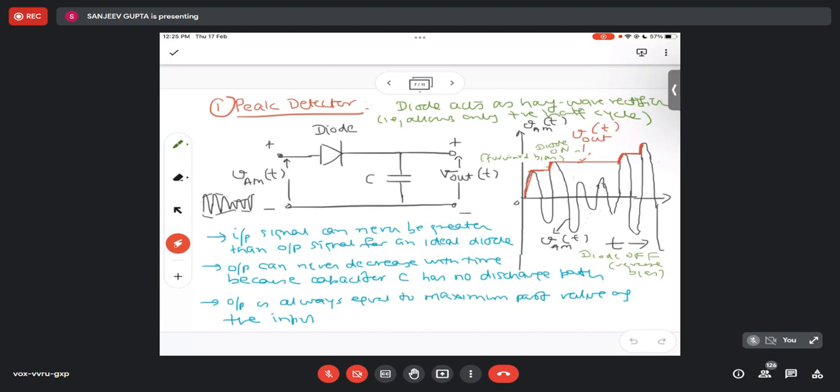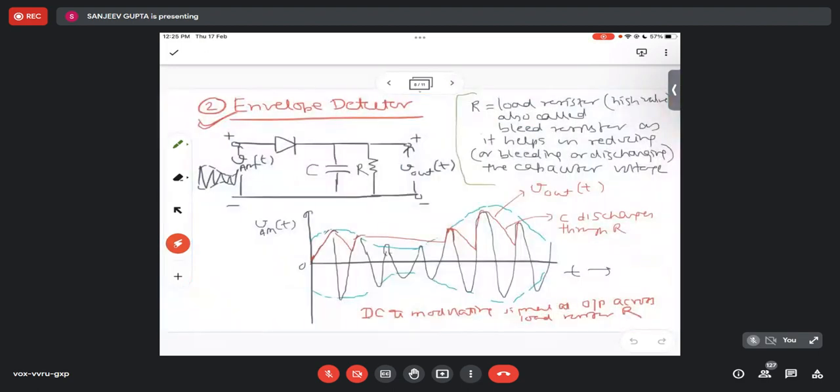So here, the output can never decrease with time because the capacitor has no discharge path. The output is always, as we see here in point 3 which I've written, equal to the maximum past value of the input. So this was the maximum past value of the input, and the output remains the same. So it is a peak detector, and I am not getting the signal as I desire. Yes, I am getting some signal, but it is the input signal, not the desired signal. So what we do here, we use an envelope detector.